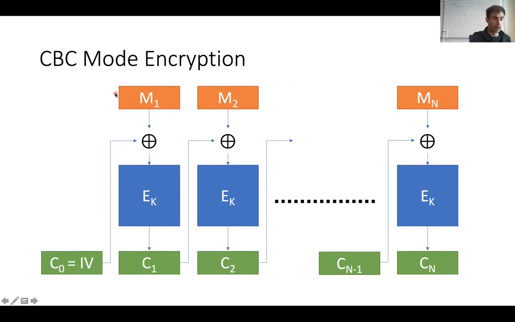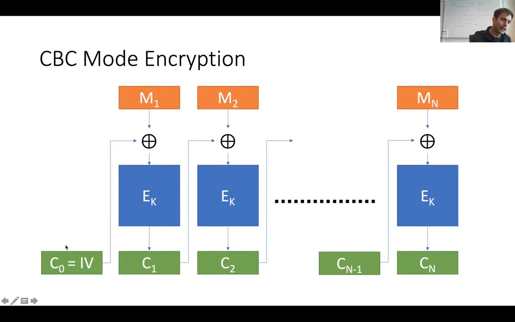So why is the CBC mode of operation secure? What happens if you encrypt the same message twice? Let's say that M1 and M2 were the same value. You have to look at what is the input of the block cipher. So if M1 and M2 were the same value, the input to AK will not be the same in the first and the second case.